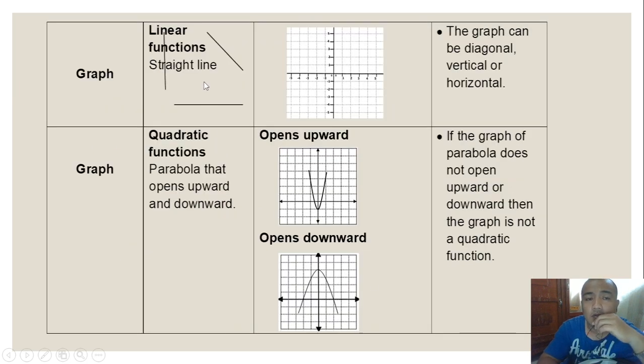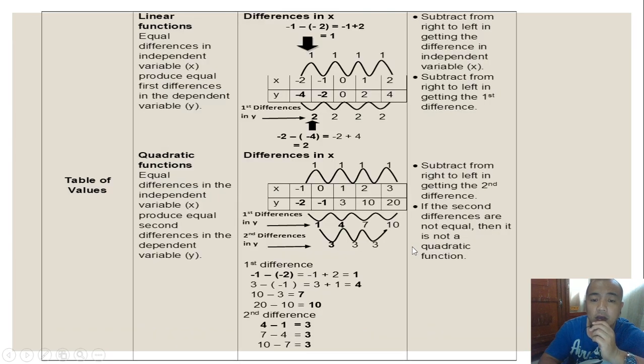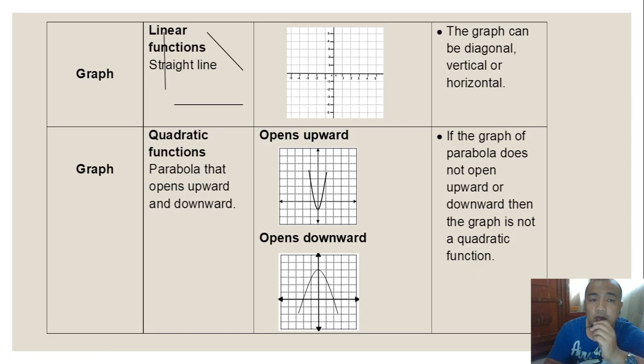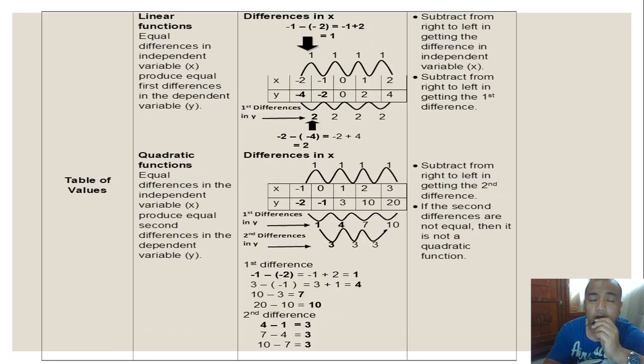When it comes to the graph, what is the graph of a linear function? It's a straight line. It can be a vertical line, horizontal line, or slanting line, or diagonal line. How about the graph of a quadratic function? It is a parabola that opens upward or downward. If the graph of a parabola does not open upward or downward, then the graph is not a quadratic function. Okay? Only upward and downward can be considered as a quadratic function. Okay, intindihan? So, straight line for linear function, parabola for quadratic function.